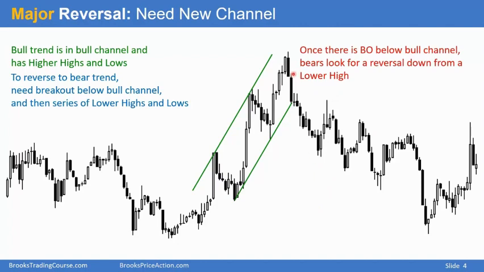As soon as there's a break below the bottom of the channel, below the bottom of the bull trend line, bears look for a reversal down from a lower high. For example, here, lower high, major trend reversal, head and shoulders top: left shoulder, head, right shoulder.